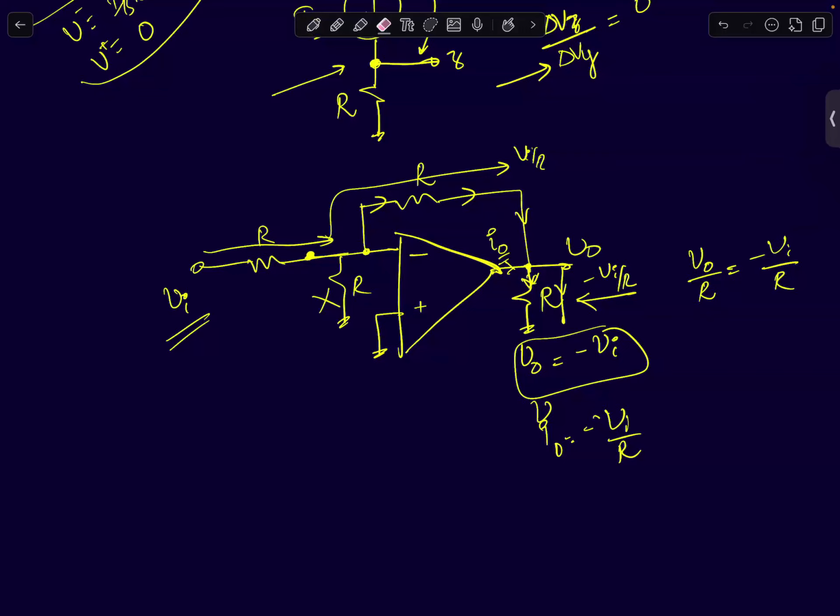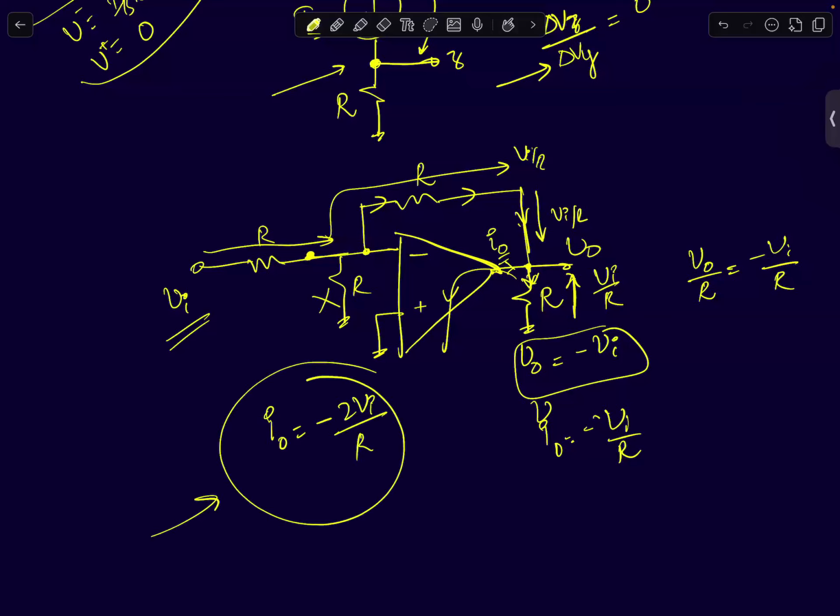Or I can reverse the polarity of the current. I can say a current of value plus Vi by R is flowing in this direction. So now look at this node. A current of Vi by R is entering here, and there is another current Vi by R entering here. So the total current that's flowing into the op-amp, I naught, equals minus 2 Vi by R. The moment you connect a resistor at the output, voltage remains the same, but current changes. That extra current is supplied by the op-amp.